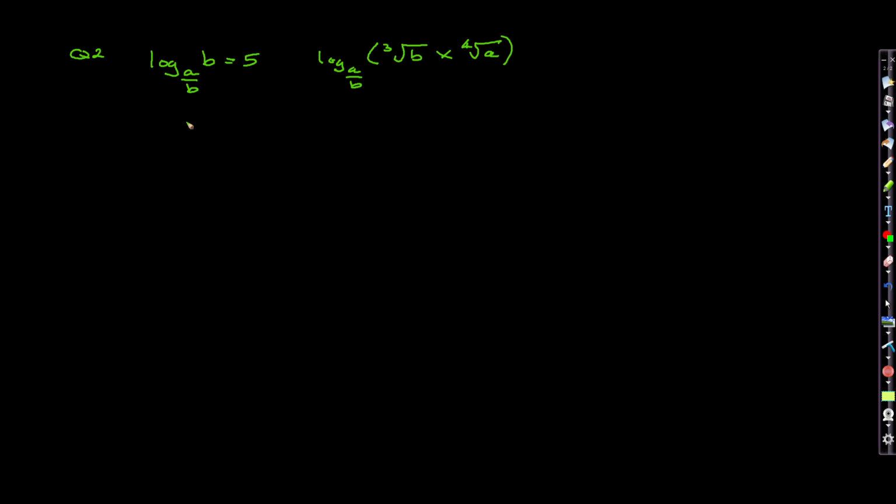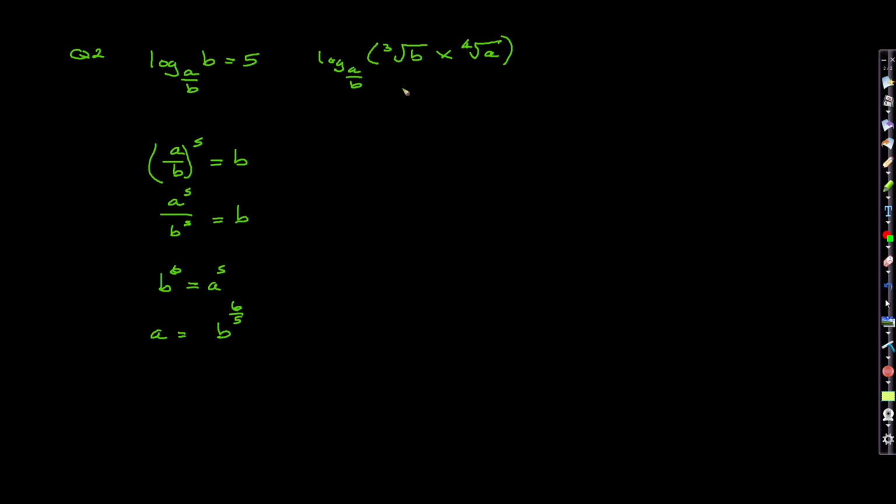Alright, so writing this log statement in index form, I'm going to get a over b to the power of 5 is equal to b. So that would mean a to the power of 5 over b to the power of 5 equals b. So b to the power of 6 equals a to the power of 5. So a would equal b to the power of 6/5.